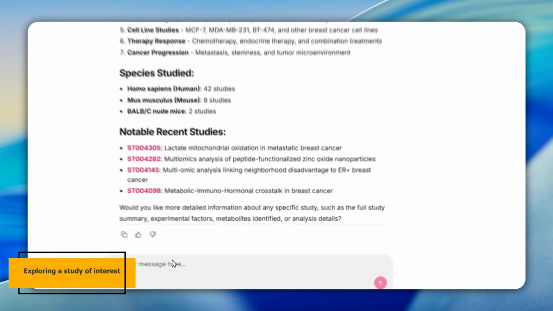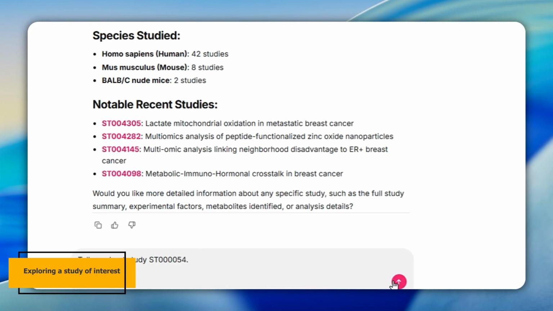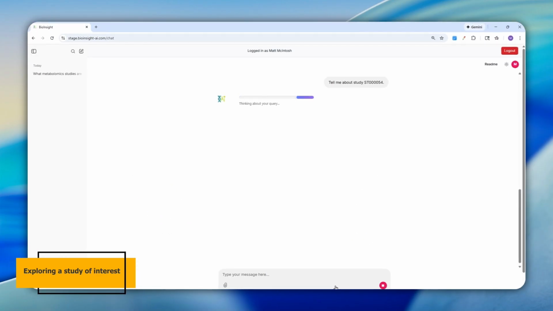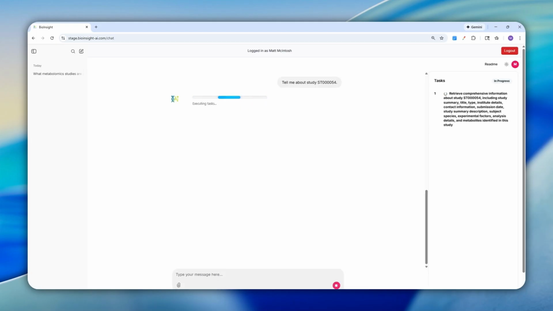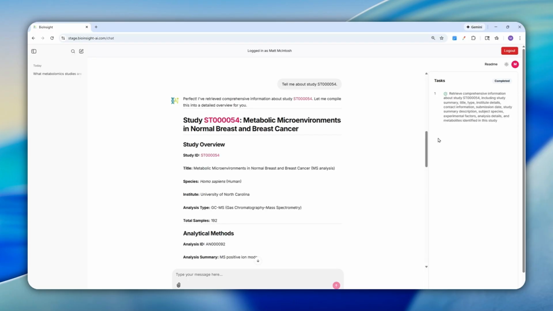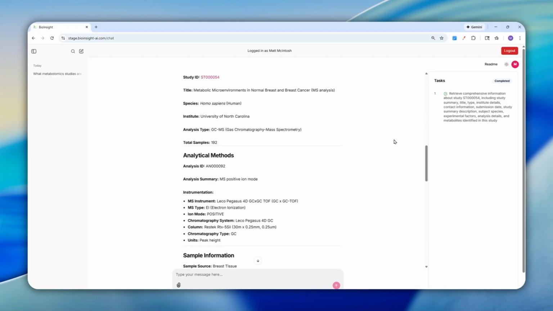One study catches my eye, ST000054, a well-known dataset profiling metabolic differences in breast cancer tissue. So next I ask, tell me about study ST000054. Then to look a little deeper I ask, what metabolites were measured in this study?